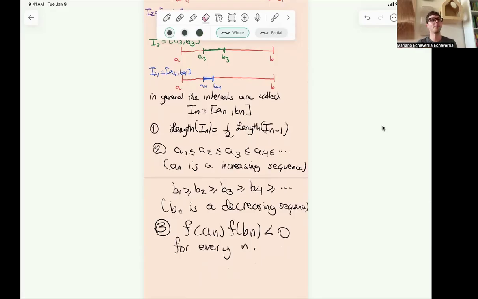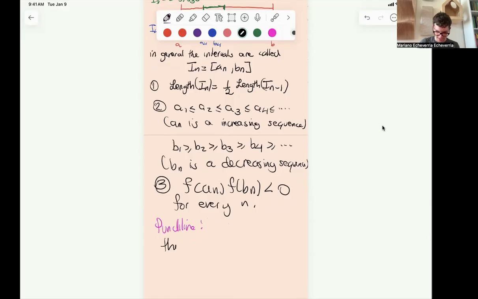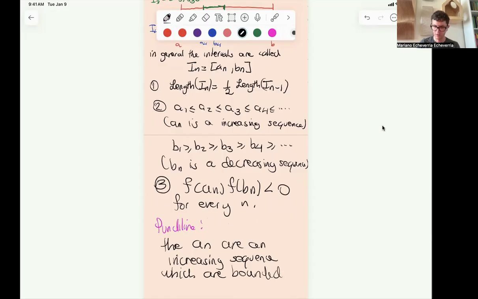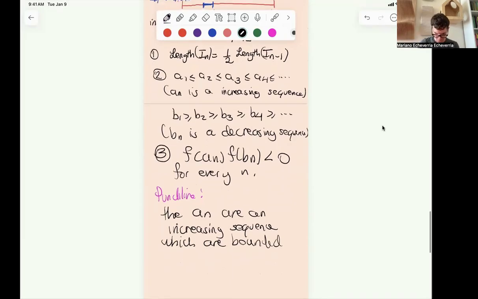And then what happens is that, because of what I was saying yesterday, you have this increasing sequence which is bounded, so it has a limit. Let me write that down next. This is the punchline, the important part. So the ANs are an increasing sequence which are bounded. So they converge, and let's call the limit x star.